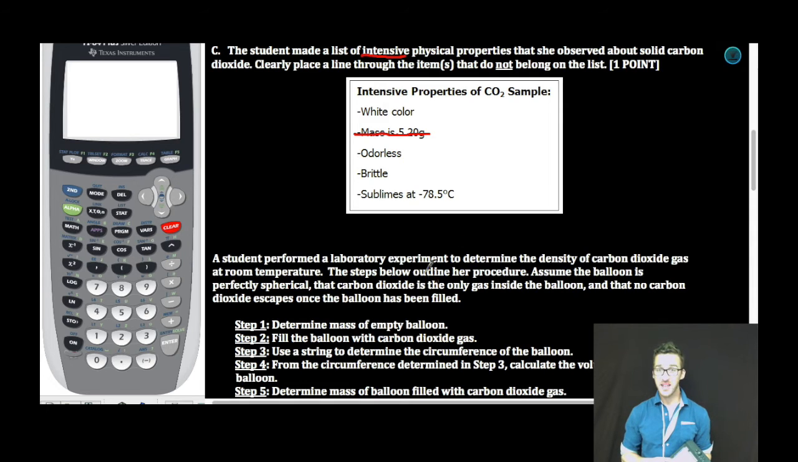Odorless, again, that's going to stay the same. No matter how much CO2 you have, it's going to be odorless. Brittle, also going to stay the same. No matter how much of that solid CO2 you have, it's going to be brittle. Sublimes at negative 78.5 degrees Celsius. Also an intensive physical property. No matter how much CO2 you have, it's always going to sublime at negative 78.5 degrees Celsius. So the only item on that list that doesn't belong is the mass. Mass is extensive. It changes depending on how much of the material you have.